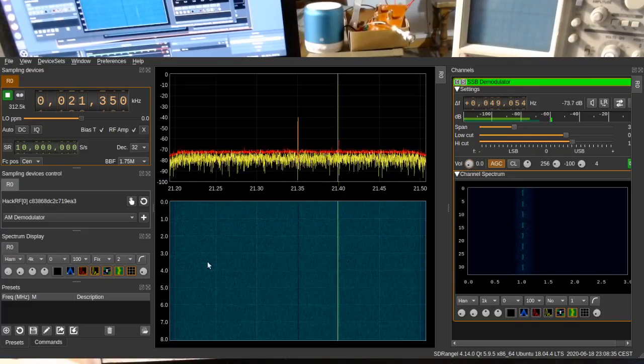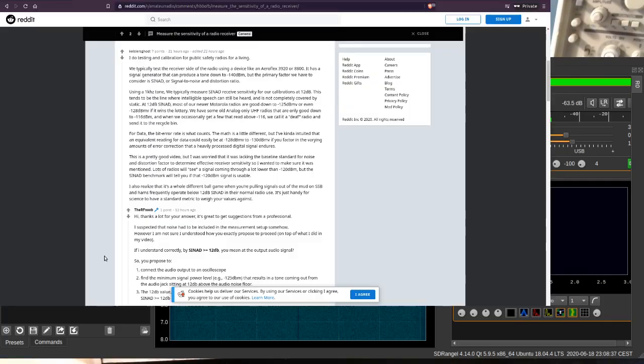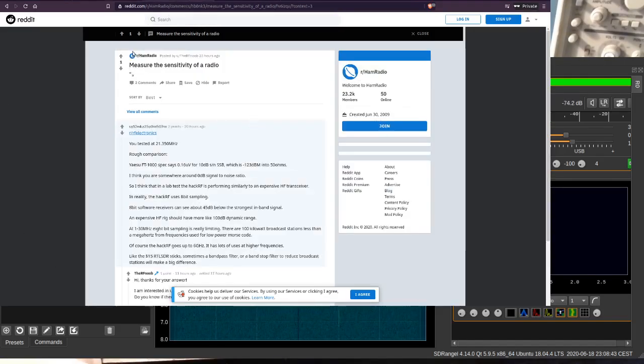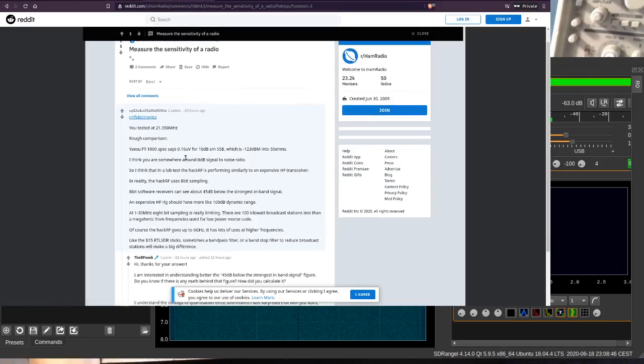Okay, but another comment that I thought was very interesting, so let me reactivate the browser for a second, came in this other Reddit, a ham radio, and this guy said, okay, it looks like indeed the HackRF performs similarly to expensive HF transceivers in a lab test scenario, like the one that I did. However, in reality, HackRF uses 8-bit sampling, okay? The HackRF is indeed an 8-bit software-defined radio. And 8-bit means that the receiver can see only about 45 dB below the strongest signal in the band, okay?